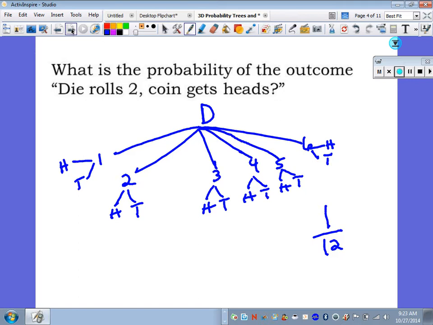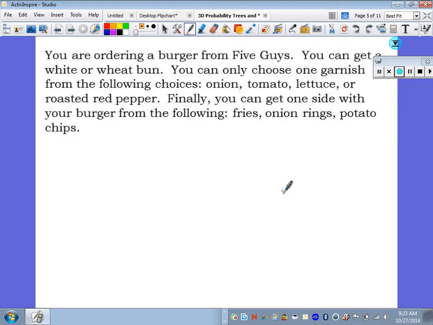Okay? Like I said, most of this you can figure out, so hopefully this will seem a little easier for you. Okay, now, here's another example, okay?